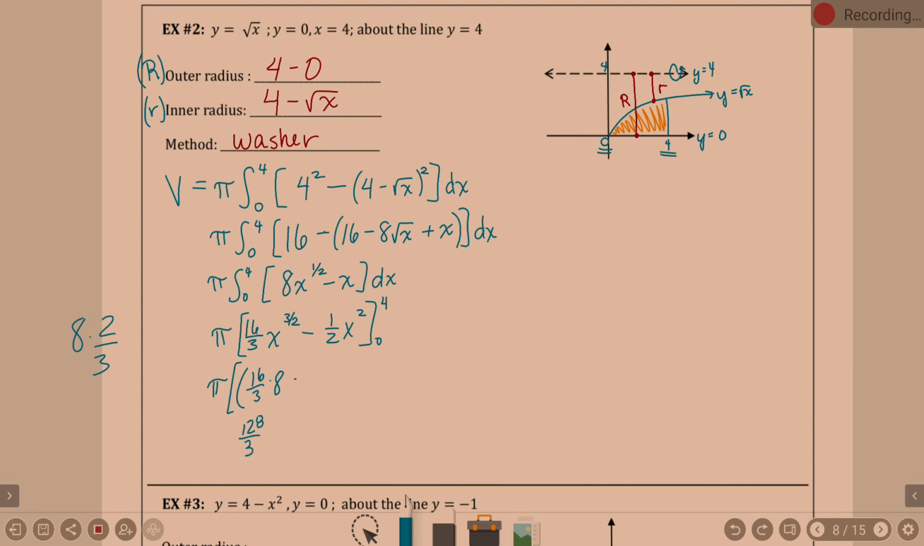Minus 4 squared is 16. Half of 16 is 8 for the moment. And then in those parentheses, minus, what do we notice? It's both 0 to the power, so 0 minus 0.